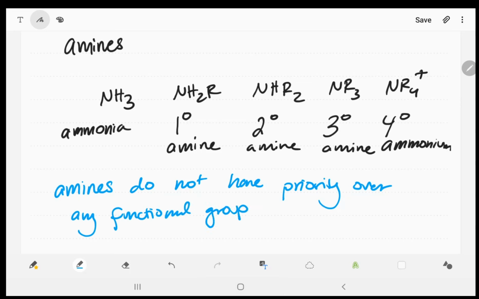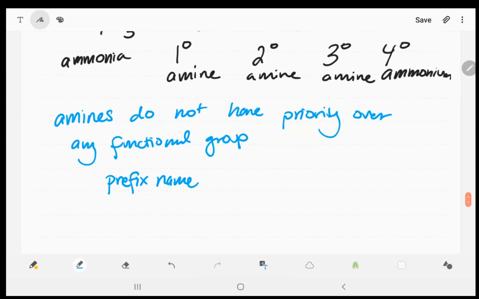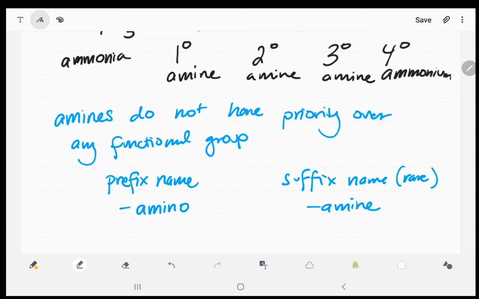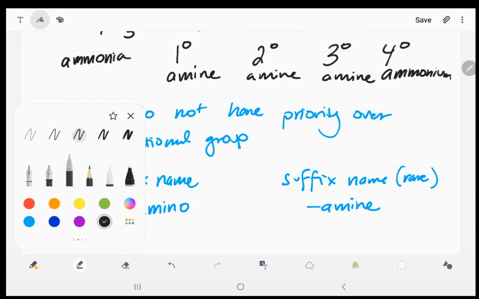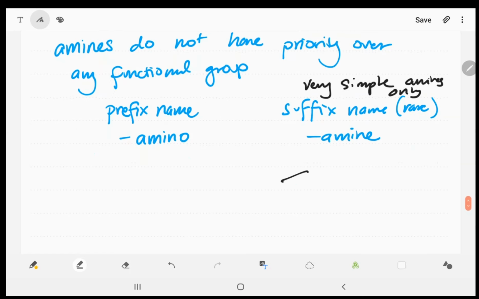Meaning that typically we're going to see these as prefixes. So the prefix name is amino, and the suffix name, which is rare, is amine. So thankfully they're very similar, right? You will only see the suffix name in very simple amines only. Like, for example, triethylamine. Something very simple. You'll see the amine name there.